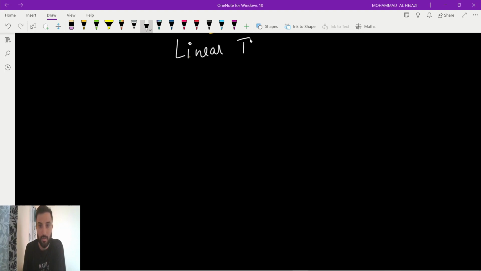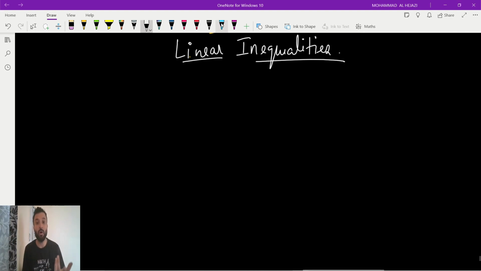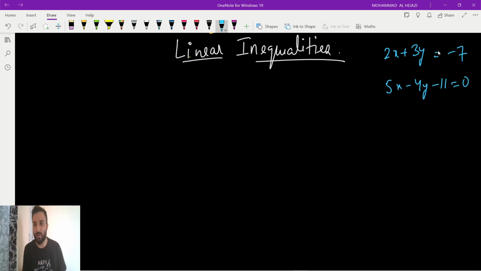Linear inequalities. So see, the first thing we have learned about is equations. So what is an equation, guys? How will we know it is an equation? Equation means where we have an equal sign. Anything you write, like 2x plus 3y equals minus 7, or 5x minus 4y minus 11 equals 0. Anything, if it has an equal sign, it is an equation. If an equal sign is not there, then it is not an equation.